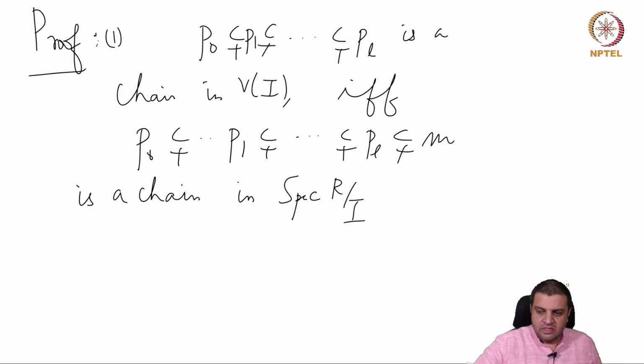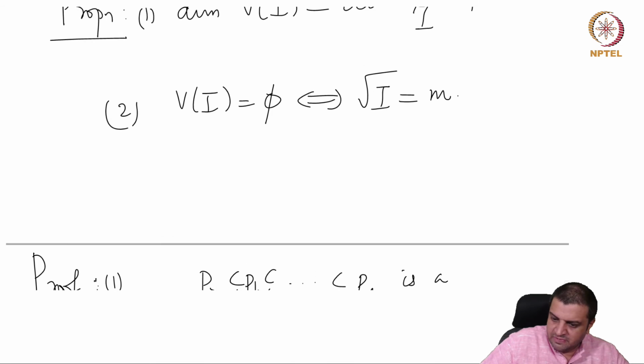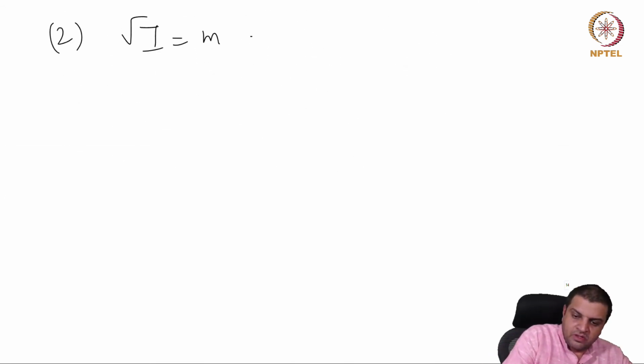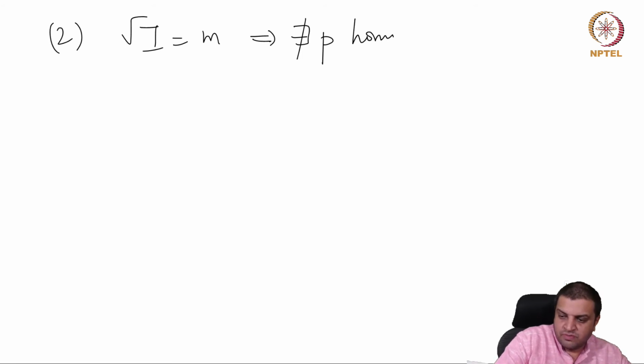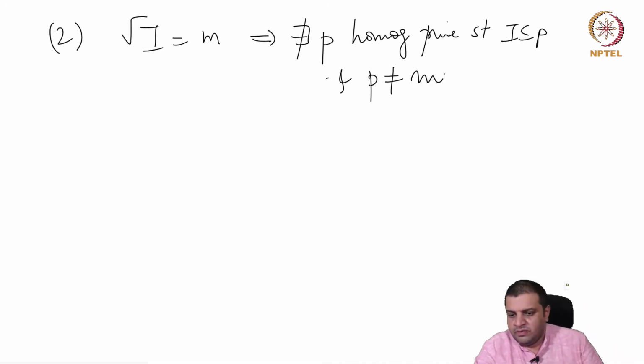Okay, so this is the proof of 1. The proof of 2: remember, 2 said "if and only if the radical of I is m." If the radical of I is m, then this implies that there does not exist any homogeneous prime P such that I is inside P and P is not m.